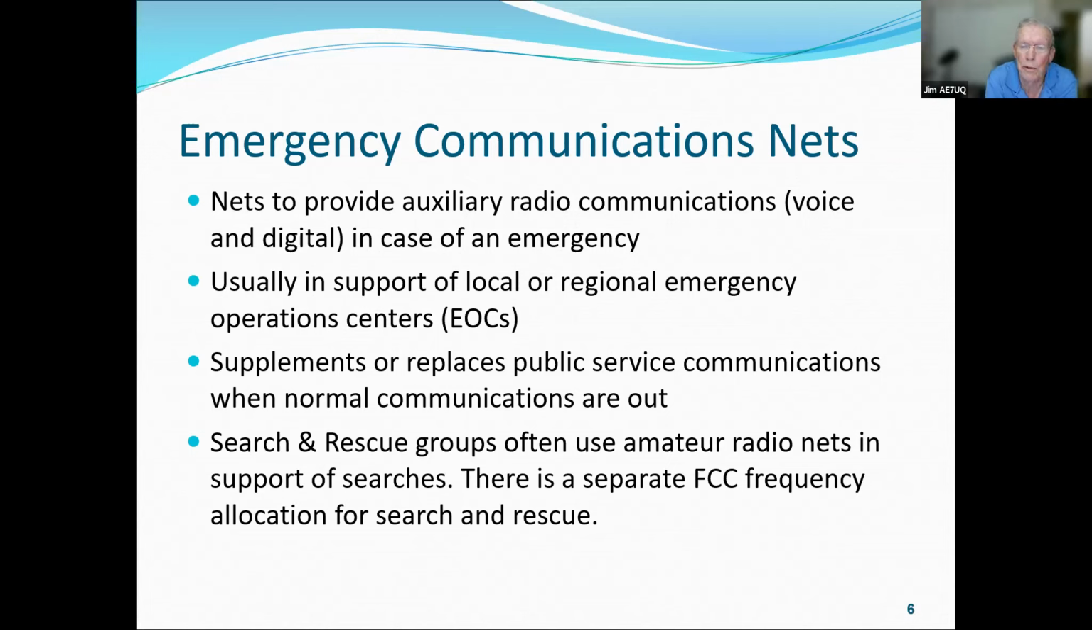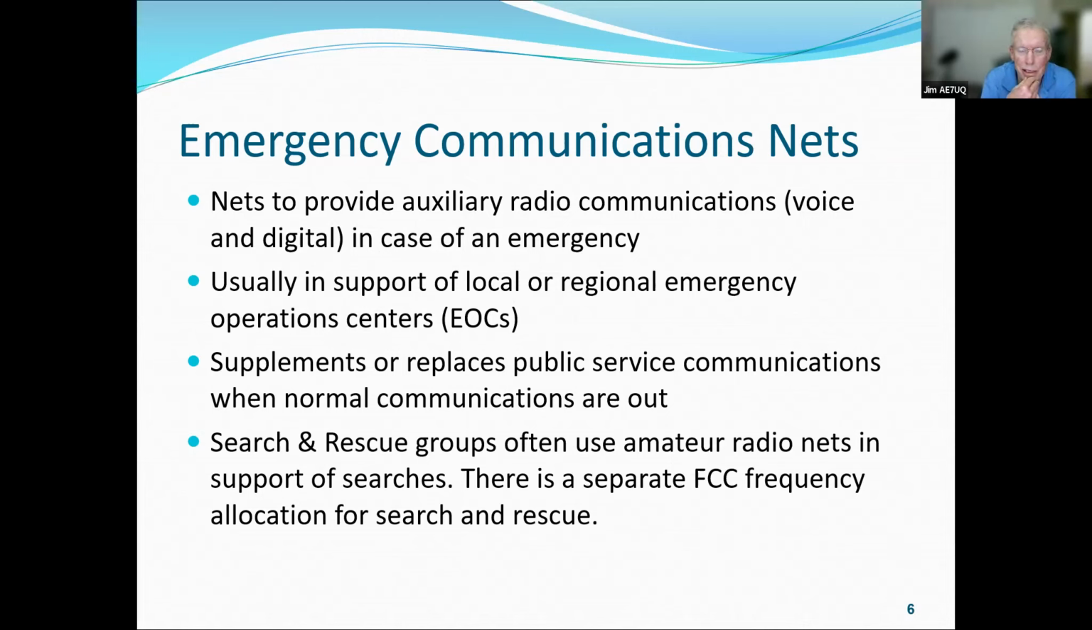There are ham radio operators that provide emergency support, auxiliary radio communication support to agencies such as the local emergency operations center or any other municipality. I think we've got some other sections specifically on amateur radio in emergencies and disasters. So I won't really go into all the specifics there, but we'll just give you some examples of emergency nets.